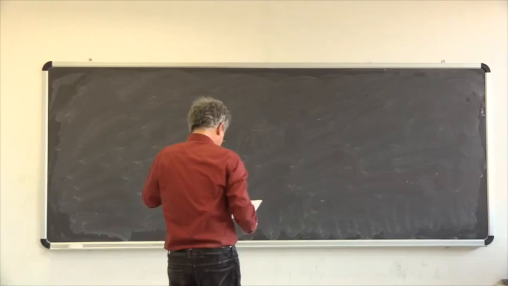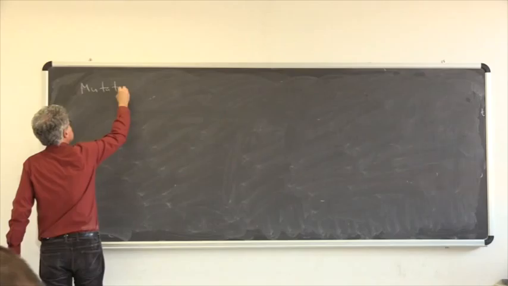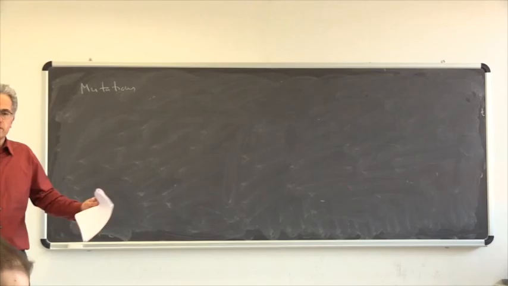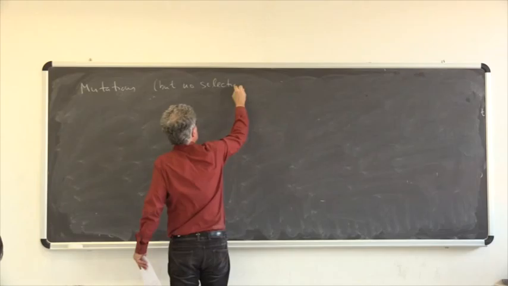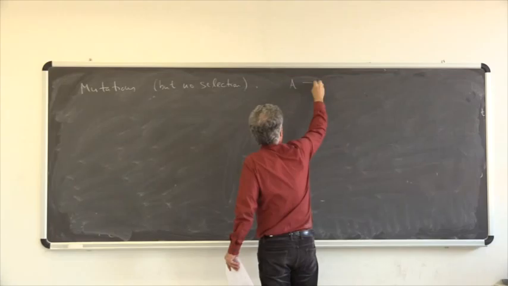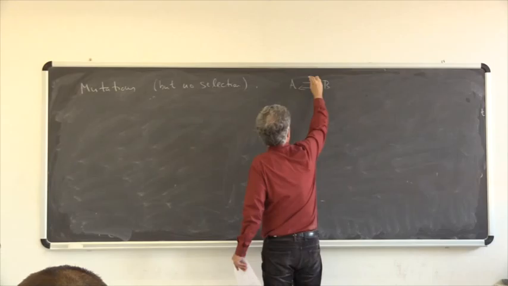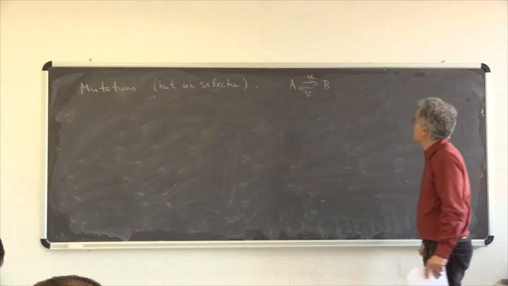So let's look at mutations. For this discussion, I want to include mutations, but not selection. I don't want to consider everything at the same time, because otherwise it becomes a little bit messy. Remember from the first lecture, we have mutations between these types A and B, and so we mutate from A to B at rate U and from B to A at rate V, for example.